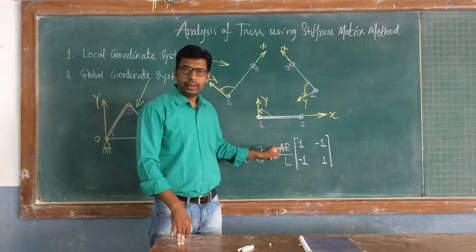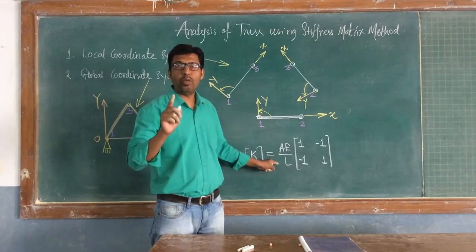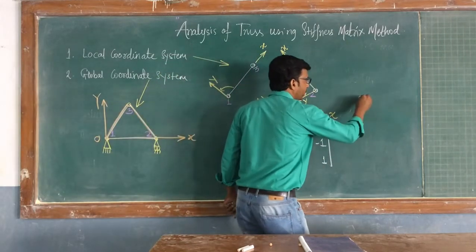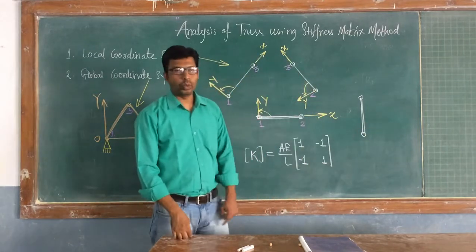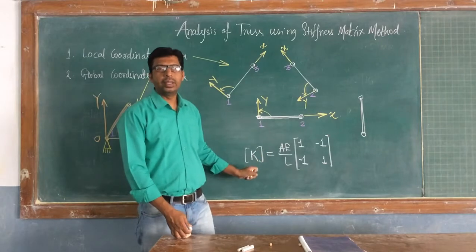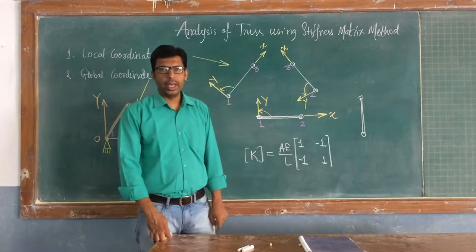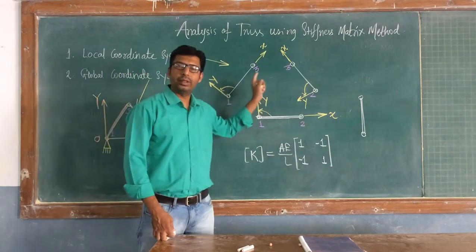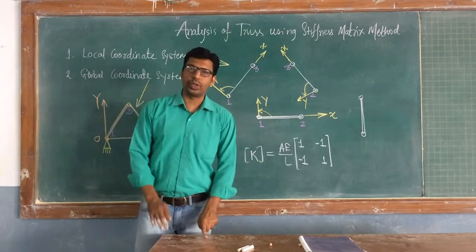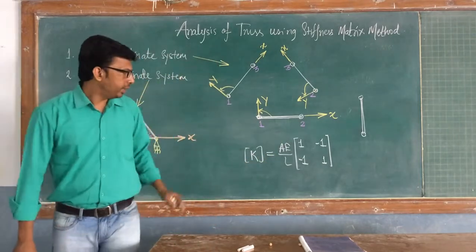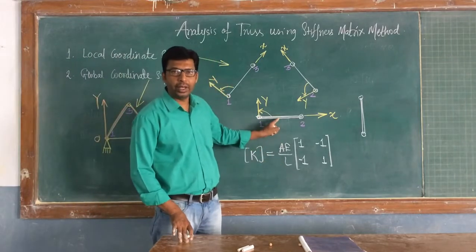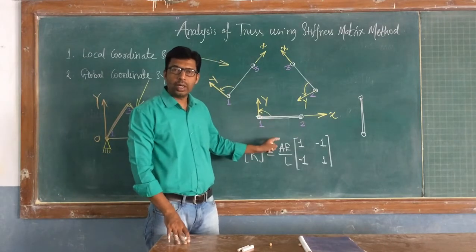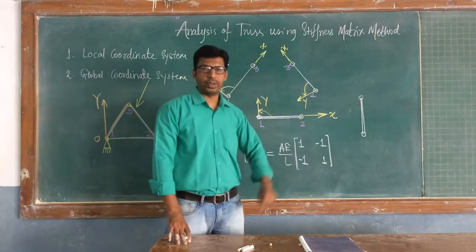It means this stiffness matrix is suitable only for those bar members which are either horizontal or vertical. Only for these two orientations of bar, this stiffness matrix is useful. If you want to apply this stiffness matrix for bar members which are inclined, it is not used. So this stiffness matrix we have derived for a particular local coordinate system, which is this xy. It is not used for the other local coordinate systems.